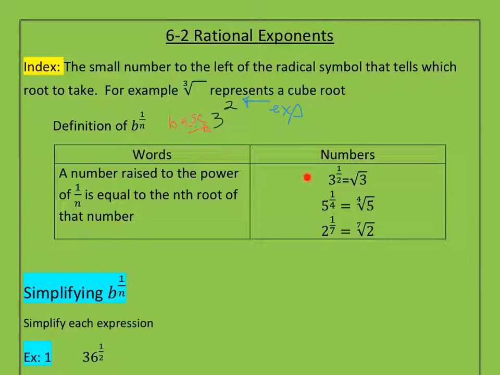So looking over here, 3 to the 1/2, the bottom number 2 really means what root we're taking. So since the bottom number here is 2, we're taking the square root of 3. Our base is 5, so notice that the 5 is under the radical. The denominator of the fractional exponent is 4, so we're taking the 4th root of 5. Our base 2 goes under the radical. The denominator in that fractional exponent is 7, so we're taking the 7th root of 2.